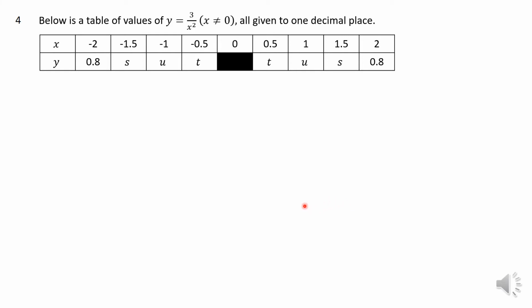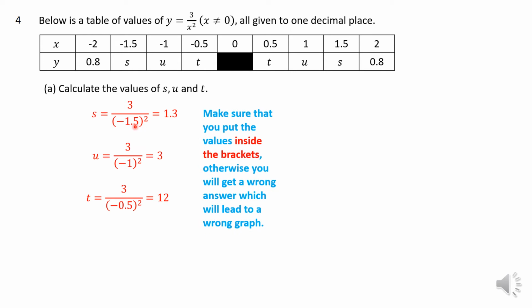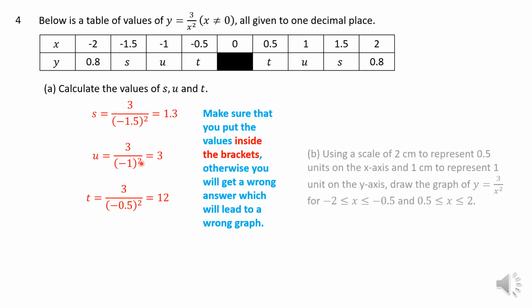Okay, so you had to first calculate the values of s and u and t, and for some reason some of us did not put this stuff in brackets, and because you didn't put them in brackets, you ended up getting wrong values, and because you got wrong values, you ended up drawing a completely wrong curve, and then you lost the marks there. So please remember that stuff. Anything squared is positive, no matter if it's negative or positive. If you square it, you should get a positive answer. That is something that you should remember.